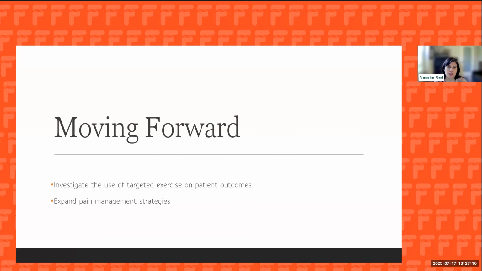Moving forward, there are so many realms that we still have to explore. And I didn't put on this slide the number one, looking for a cure, looking for a medication treatment. But we still don't have enough information on how we can use targeted exercises on which muscle groups to benefit patients, and how we expand pain management strategies.